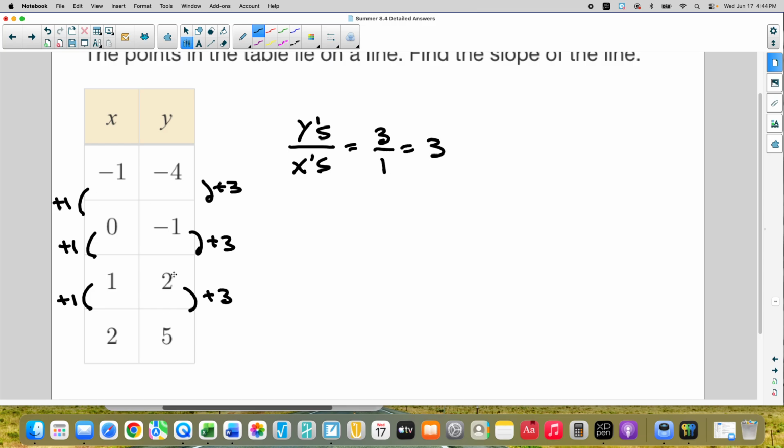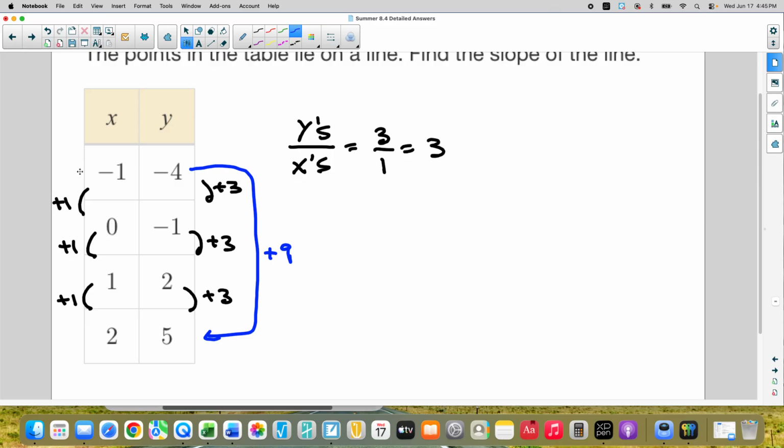Why did I do the other? Why didn't I just pick 1 point? Because it has to be constant. It has to be the same rate of change. It has to be 3 amongst every single point. Let's take an example. What if I went from -4 to 5? What's that rate of change? Well, that would be +9, correct?